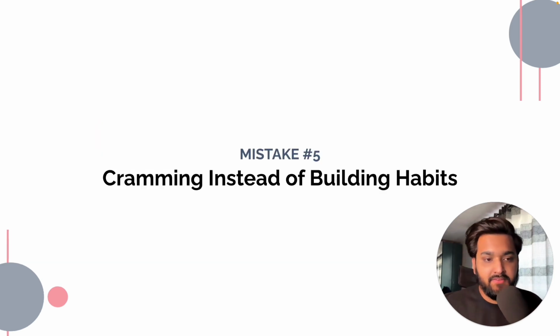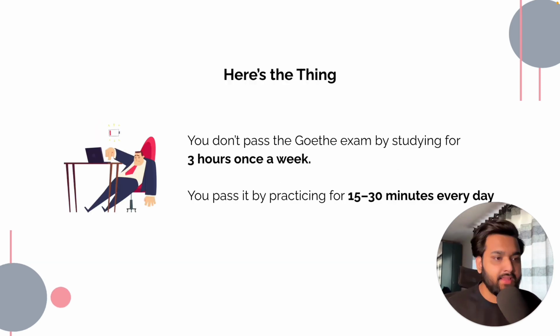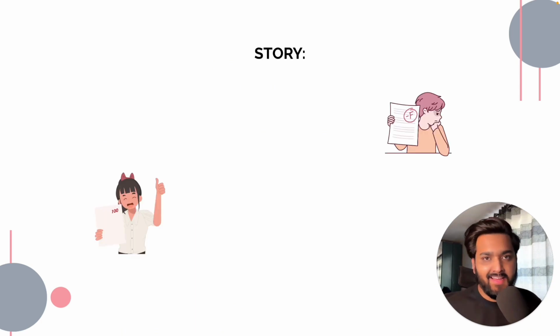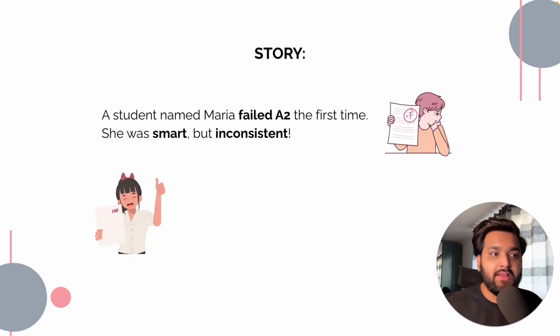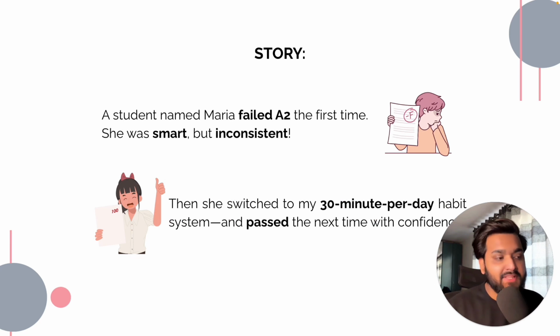Here's your mistake number 5, cramming instead of building habits. Here's the thing, you don't pass the Goethe exam by studying for 3 hours once a week. You pass it by practicing for at least 15 to 30 minutes every day. And here's a real story for you. A student named Maria failed A2 the first time. She was smart but inconsistent. And then instead of being upset or feeling stuck, she switched to my 30 minutes per day habit system and passed the next time with confidence.